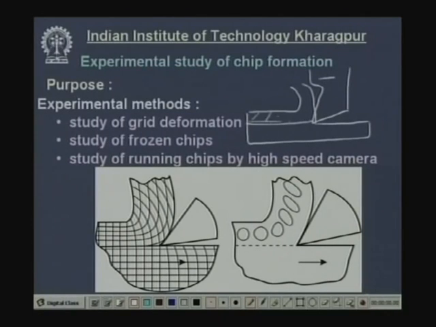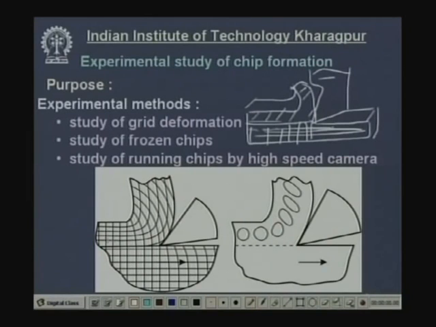This is a layer of material which is coming out in the form of chip. Now, this is a shaping process. Before the experiment, on the side surface of the plate, some grid marks and some vertical marks are inscribed. It looks like this.